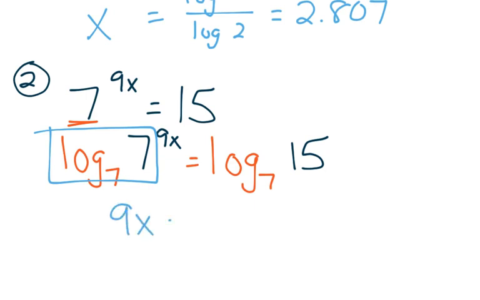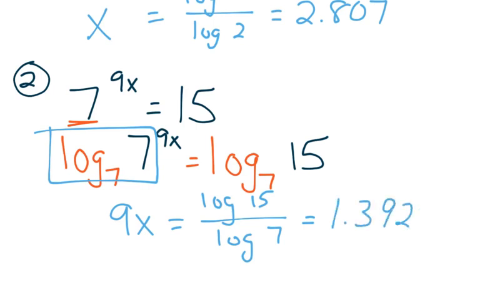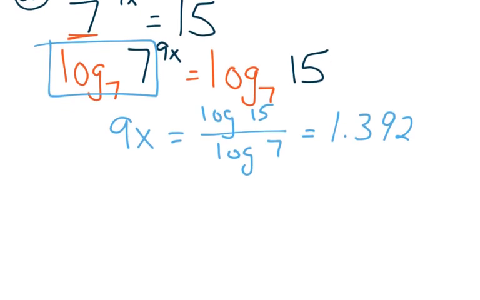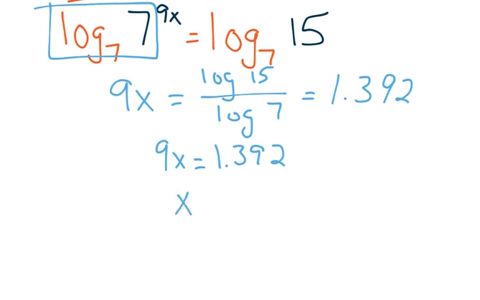Now again, the log base 7 of 15 is not a good number. You can use your calculator here. Use the change of base formula, log of 15 over the log of 7, and what you should get is about 1.392. Okay, so what we really have is 9x is equal to 1.392, and we have a one-step equation from there. We need to divide both sides by 9, and x should be somewhere in the neighborhood of 0.155.